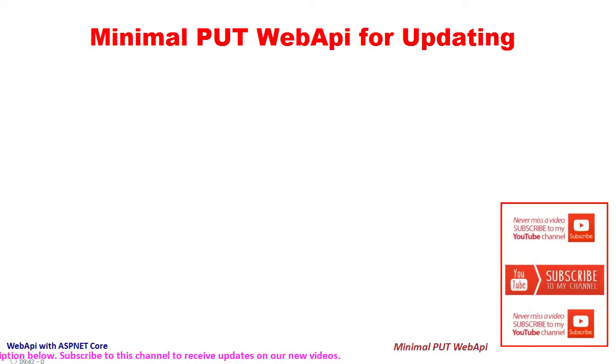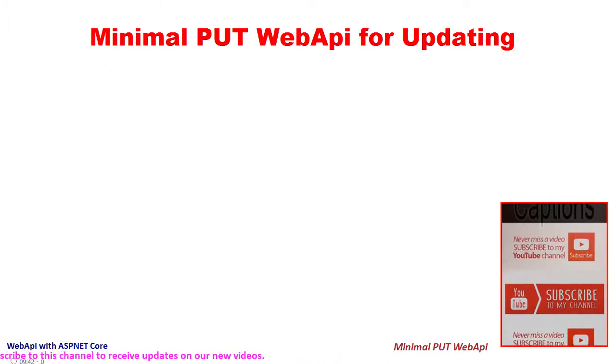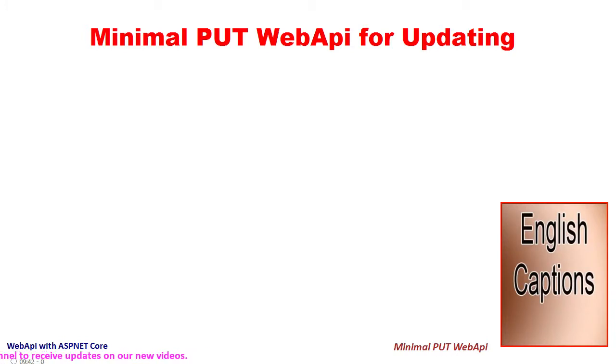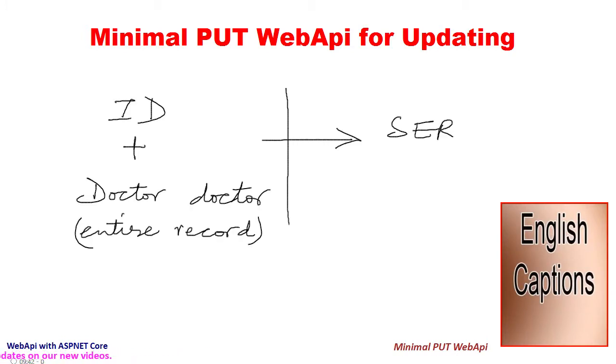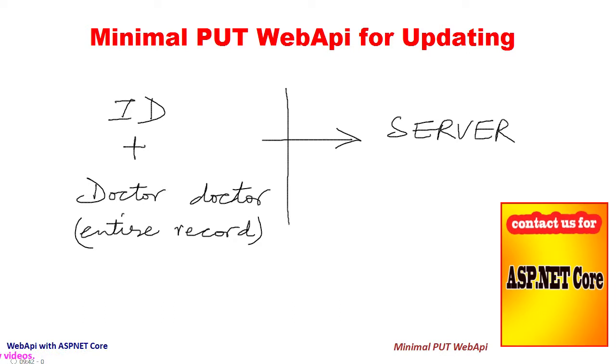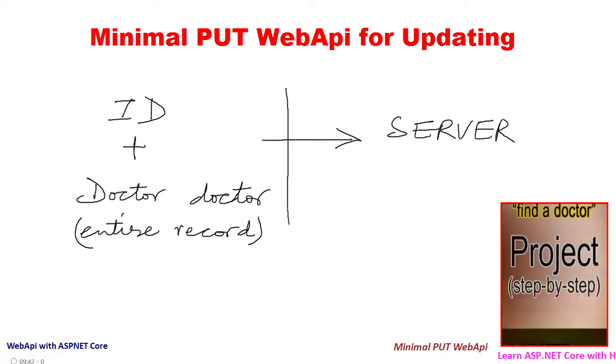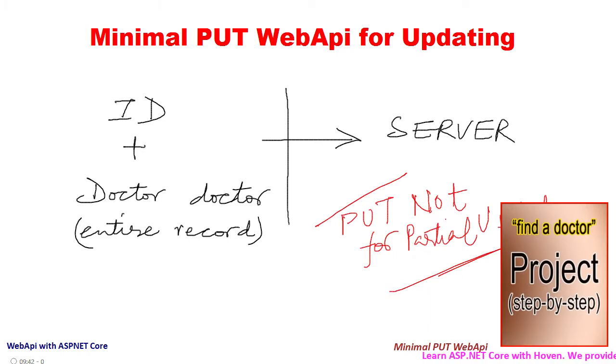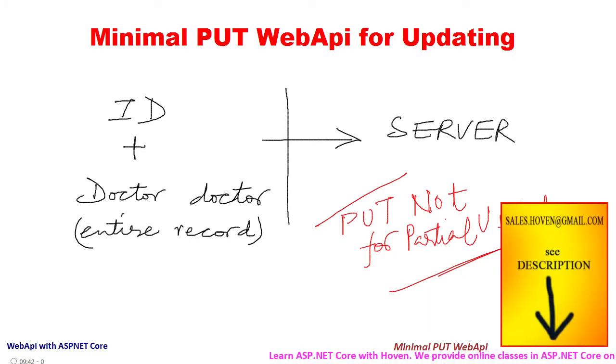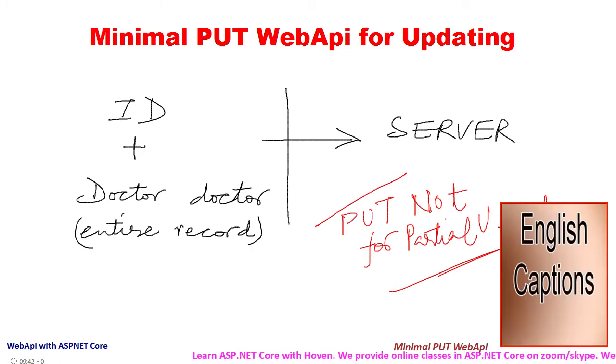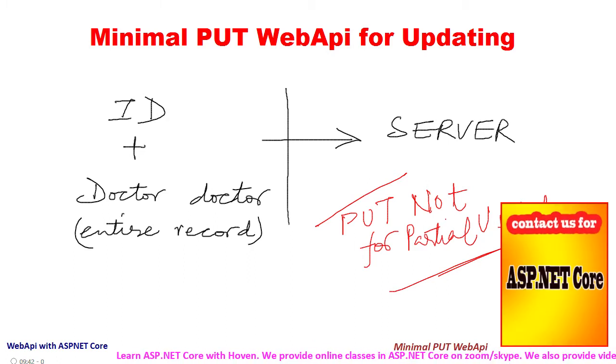An HTTP put request is used for updating an existing record. For this, a client has to send the unique ID of the record along with the entire updated record. Partial updates are not done with the put type of WebAPI. Partial updates are rather supported by an HTTP patch request.